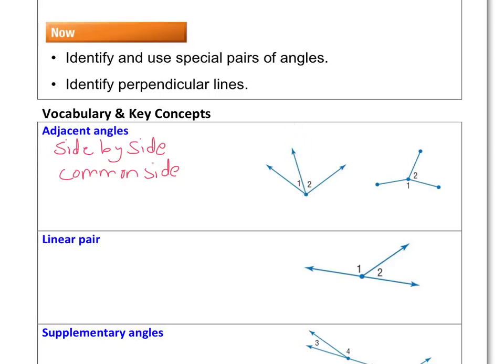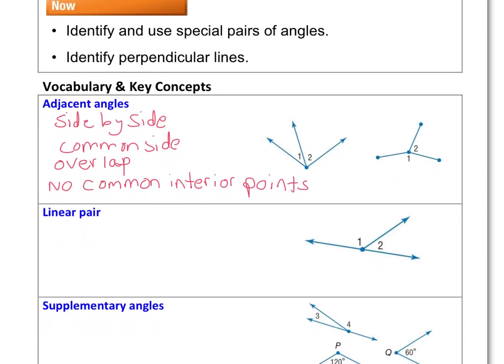You can also say they do not overlap, and they have no common interior points. So you can't have one angle inside of another, for instance, and call them adjacent. So they're really side by side, no common interior points inside the angles. And here 1 and 2 are also adjacent. They share a common side and they do not overlap.